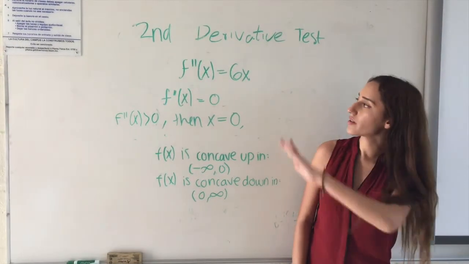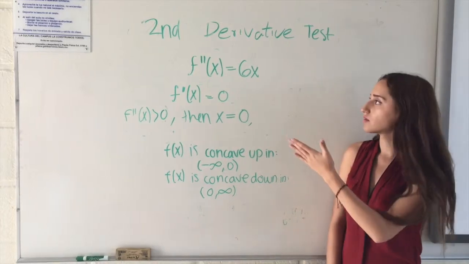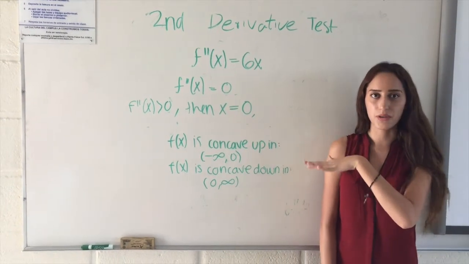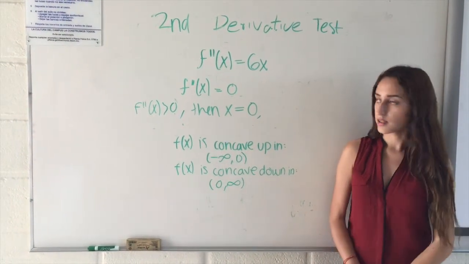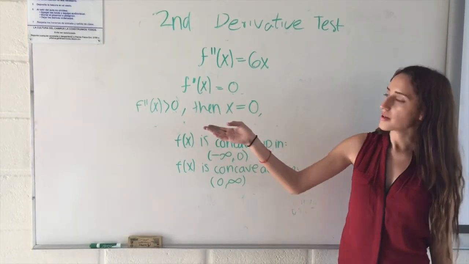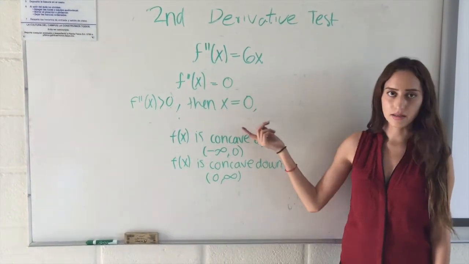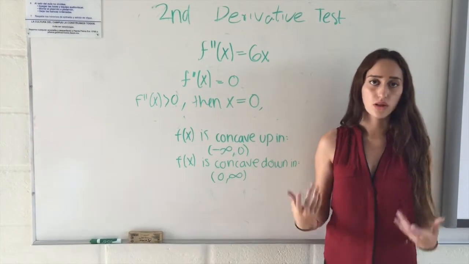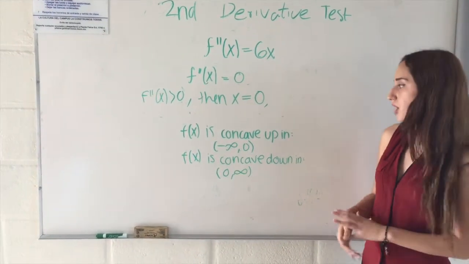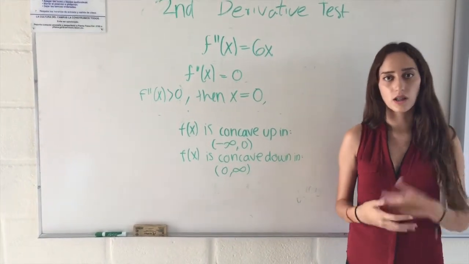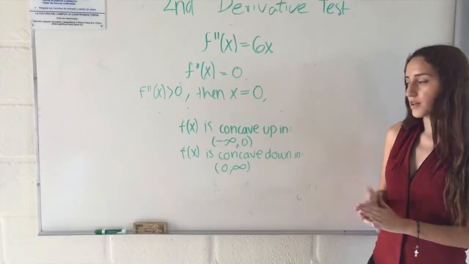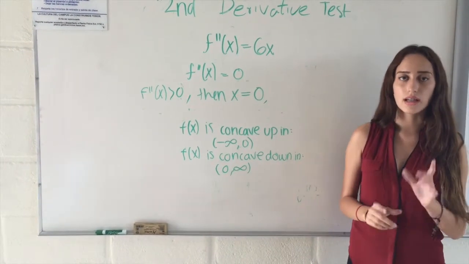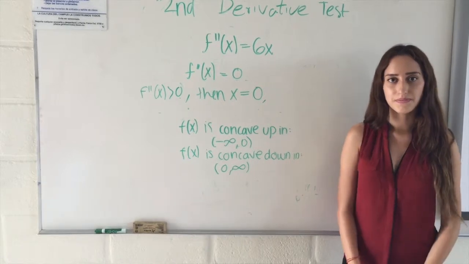So in the second derivative test, we know that f double prime of x is 6x. So when f double prime of x equals 0, then we know that x equals 0. And we get to the conclusion that f of x is concave up in the interval of (-infinity, 0), and then f of x is concave down when the interval is (0, infinity).